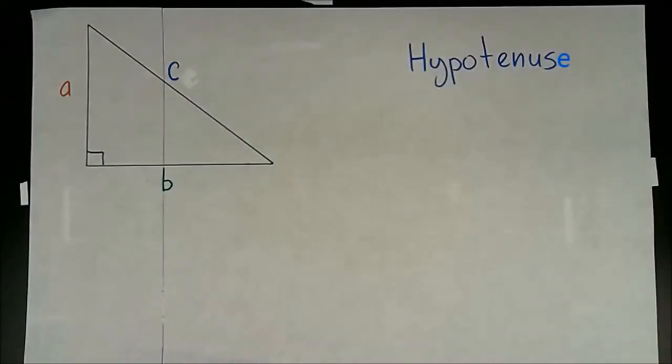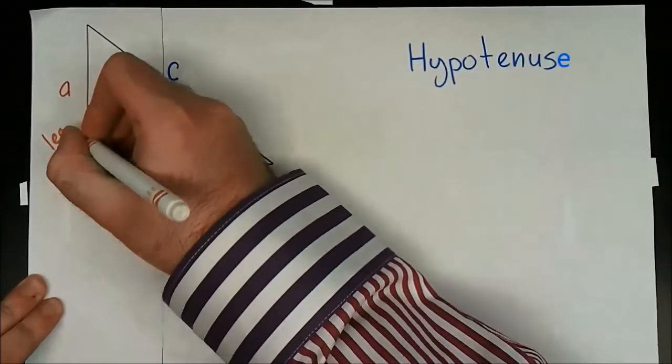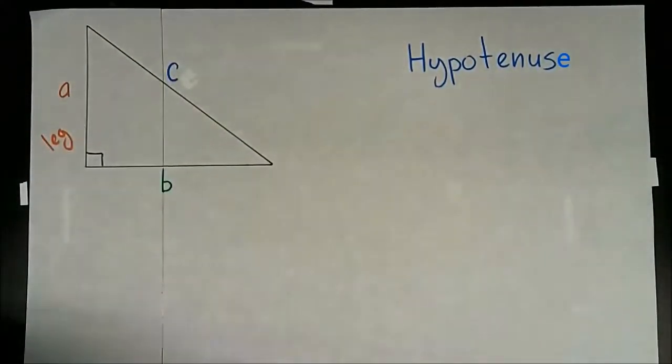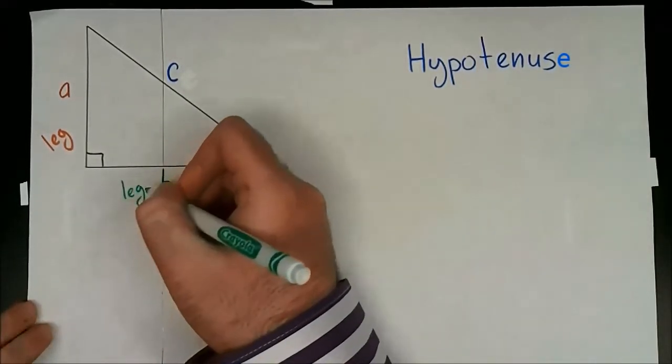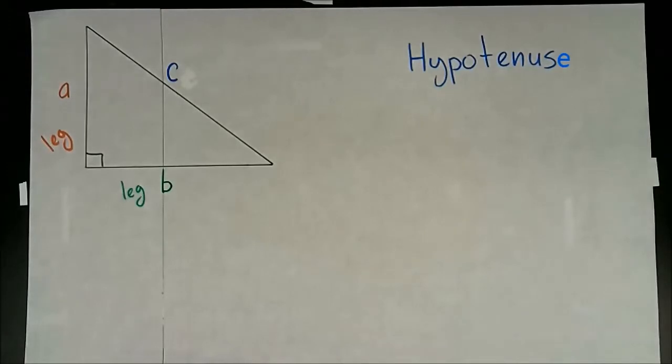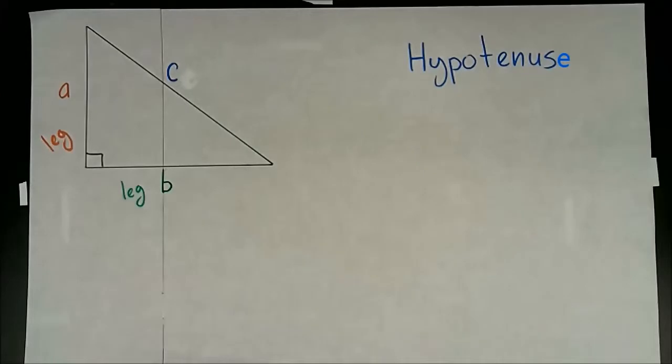Now the other two sides. The other two sides are equally important, but they don't get fancy names like the longest side gets. We don't have any other names for the short sides. We just call them short sides or legs. So you can say that that is leg A, and then the bottom one is leg B. So we'd call them leg A, leg B, and the hypotenuse, or the long side.